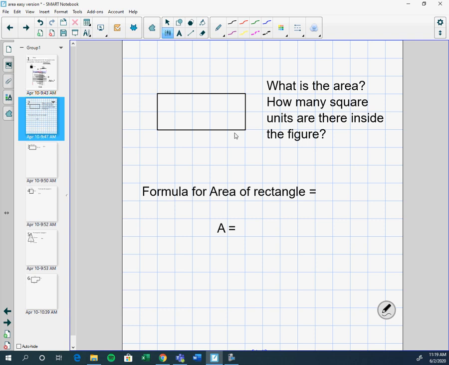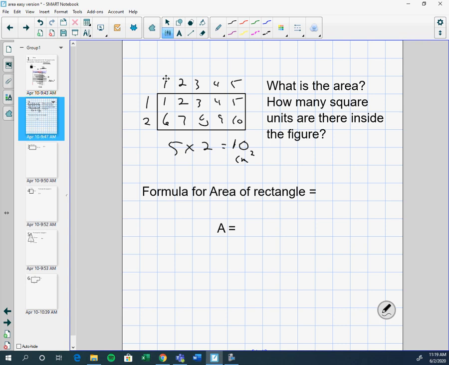Okay? If we look at a smaller one, in this one here, what is the area? How many square units are there inside the figure? So you can see this is 5 by 2, how many squares are there inside? There's 1, 2, 3, 4, 5, 6, 7, 8, 9, 10. It's 5 times 2, right? So the area, which of course is 10, 10 square centimeters.